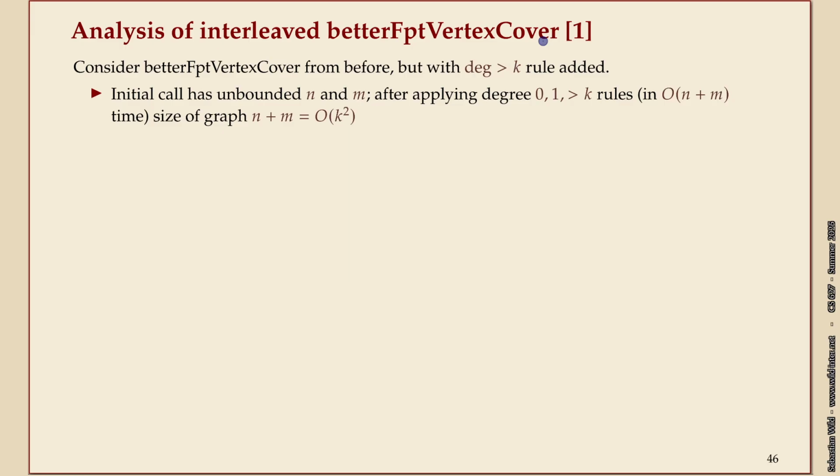This better FPT vertex cover, which again was the, okay, I think I'll have it on the slide again. So the initial call has potentially a large graph, but then we apply the reduction, Buss's reduction, removing all vertices of degree 0, 1, and greater than k. And so the resulting graph is at most k squared in size. That's the kernelization at the first step. And then we start the interleaving recursive call. Okay, so there's a one-off cost in terms of the original graph size plus whatever we do in the recursive procedure.